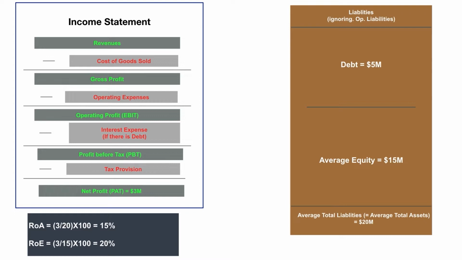So here I just take a simple example where I show the liability side of the balance sheet, but the total assets equal the total liabilities. And let's assume the business has a debt of $5 million and an average equity of $15 million.